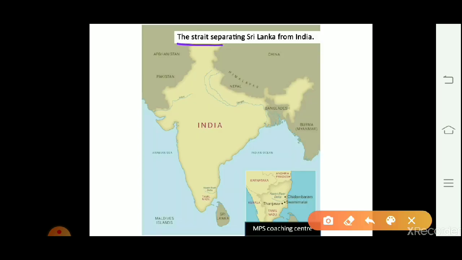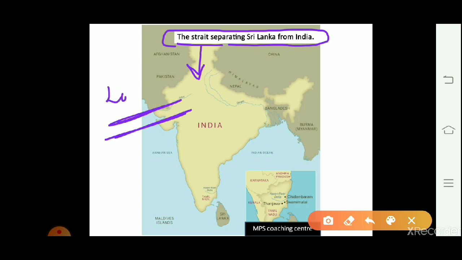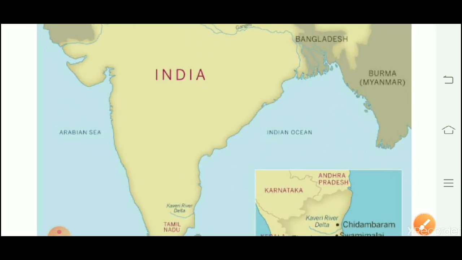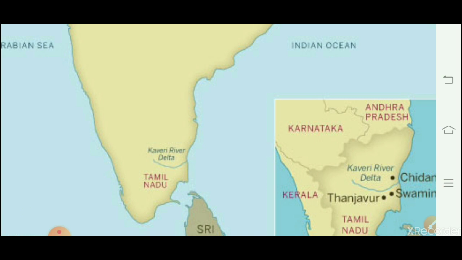The strait separating Sri Lanka from India. So before going to plot the strait which is separating Sri Lanka from India, we have to understand the meaning of strait itself. So strait is a narrow channel of sea which divide two land masses. So as you can see, this is that narrow channel of sea, and this narrow channel of sea is surrounded by both sides land. So this is called strait. And the strait which is separating India from Sri Lanka, that is Park Strait.